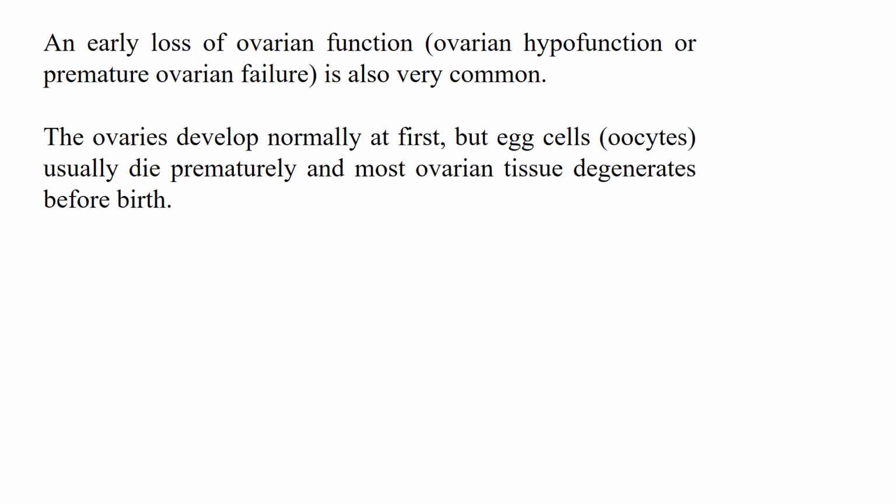An early loss of ovarian function, ovarian hypofunction or premature ovarian failure, is also very common in Turner syndrome. The ovaries develop normally at first. पहले तो normal develop होती हैं, but egg cells, that are oocytes, usually die prematurely and most ovarian tissue degenerates before birth. जो ovarian tissue होते हैं वो birth से पहले ही degenerate हो जाते हैं.